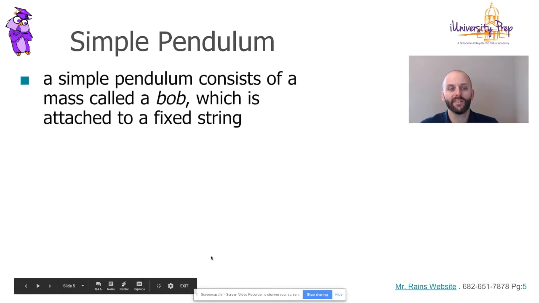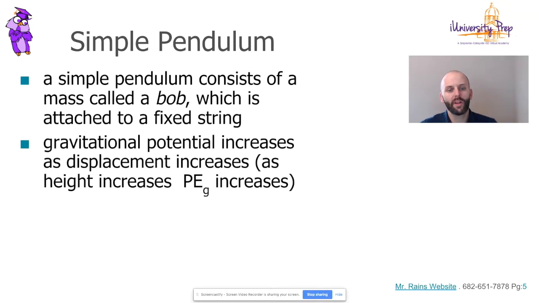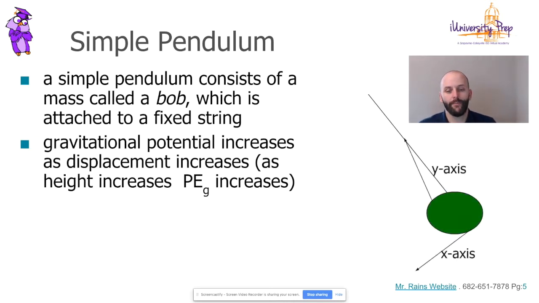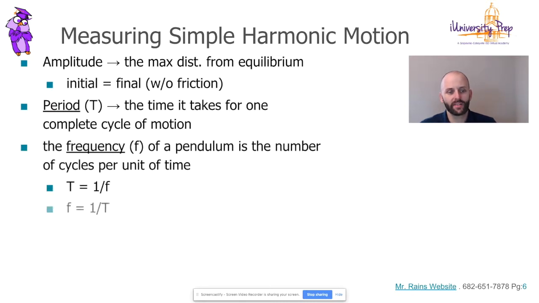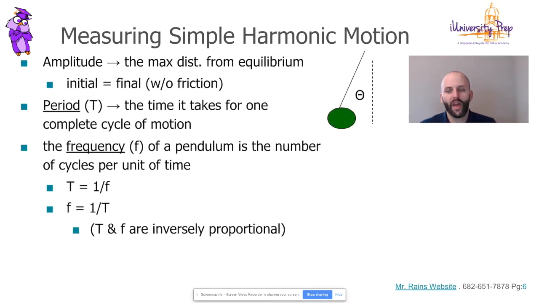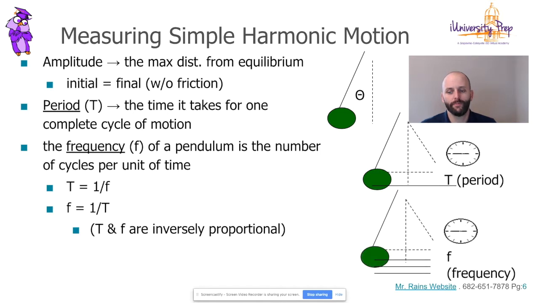Example 2 is going to be a simple pendulum. So when we're looking at simple pendulums, we have a mass or a bob on the end of a string, and that string is going to be able to oscillate back and forth. At the high places, when the displacement or the angle is the greatest, it's going to give us the greatest potential energy, and it'll be the least at the bottom. Okay? So here are some simple things to identify with a simple pendulum.